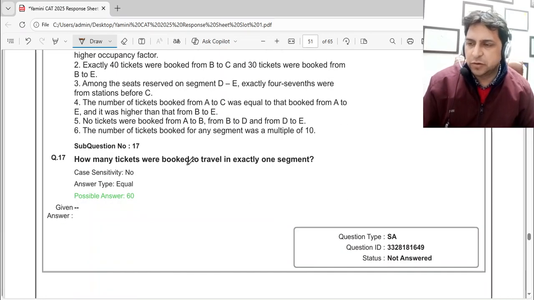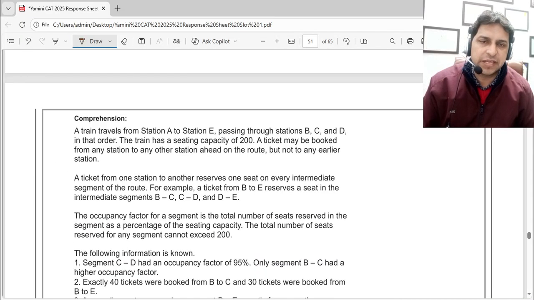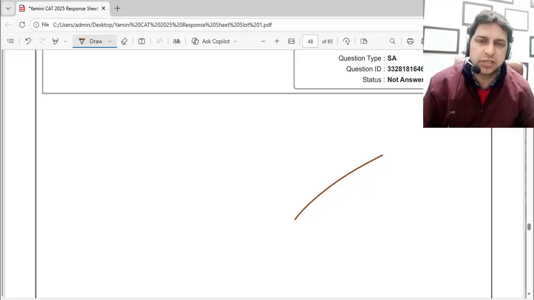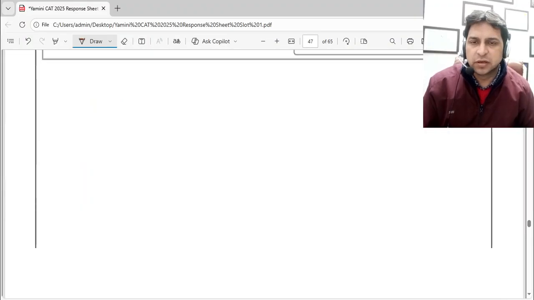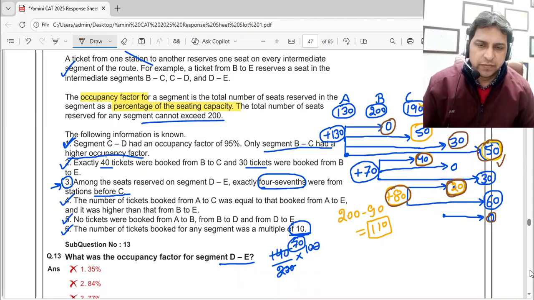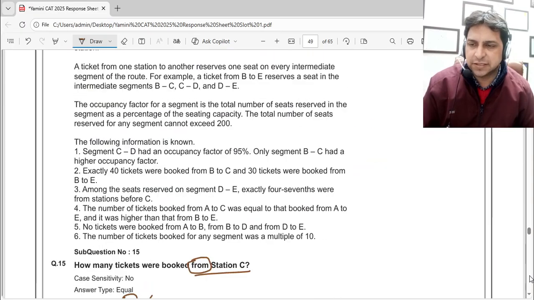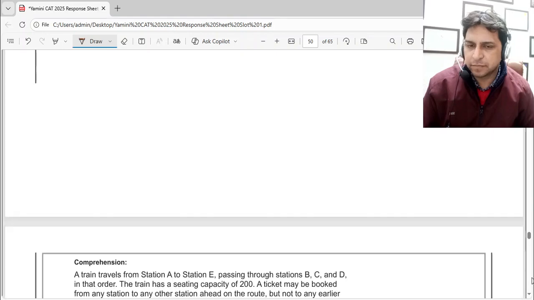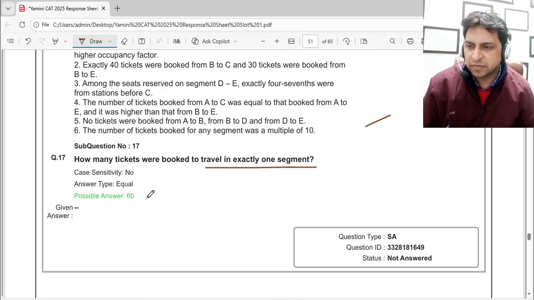Then another question: how many tickets were booked to travel in exactly one segment? That means A to B or B to C or C to D or D to E. Let's check that out. A to B is 0, B to C is 40, C to D is 20, D to E is 0. That means the total number is 60. That is the answer here.